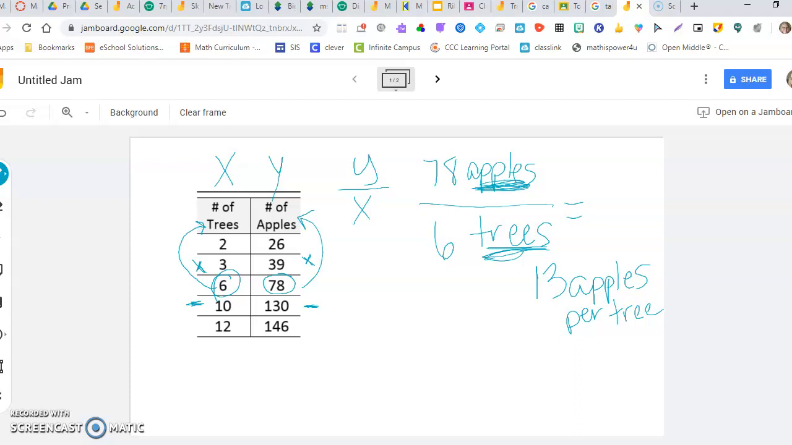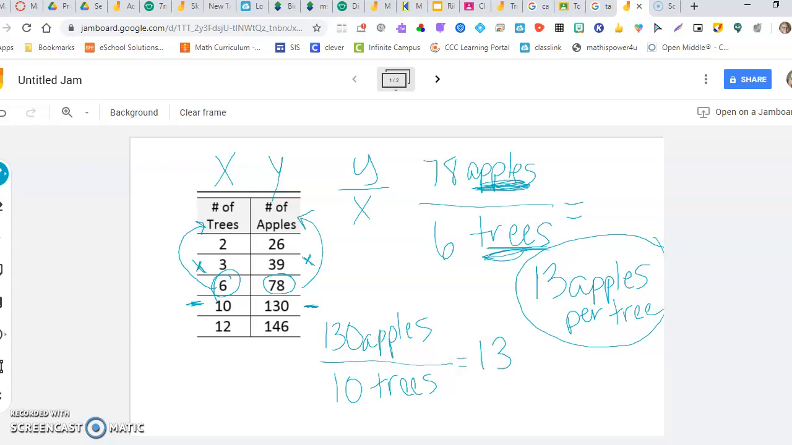Let's pick a couple different ones and make sure that we get the same answer of 13 apples per tree. So let's take 130 apples divided by 10 trees. 130 divided by 10 is 13. So I still get 13 apples per tree.